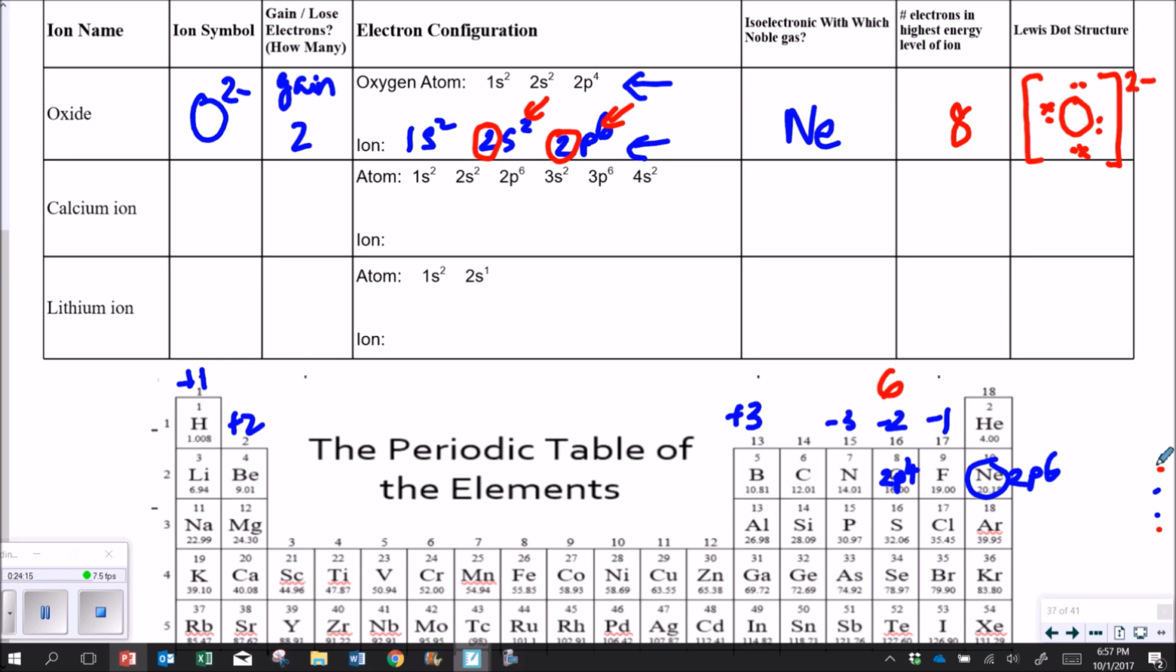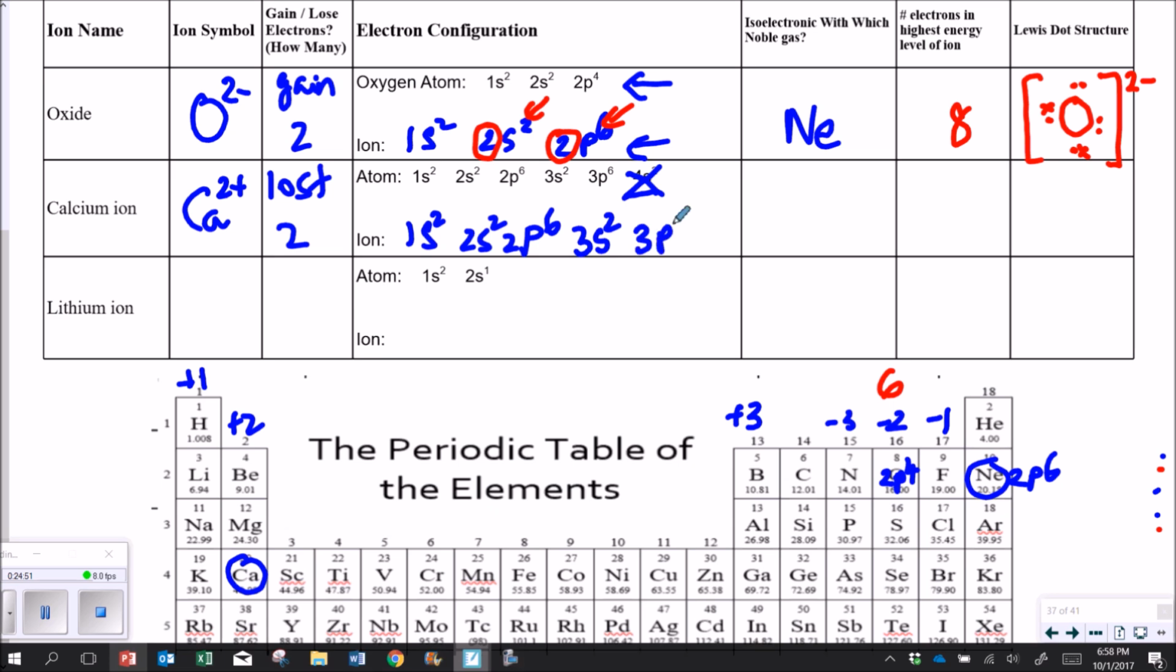Let's look at the calcium ion. Calcium is over here. So we have a Ca with a 2+, which means that it lost 2 electrons. So if we look at the original electron configuration for calcium, it ends at 4s2. And since it's losing 2 electrons from the highest energy level, which is energy level number 4, it will lose this whole 4s2 level. So the ion will be 1s2, 2s2, 2p6, 3s2, and 3p6.